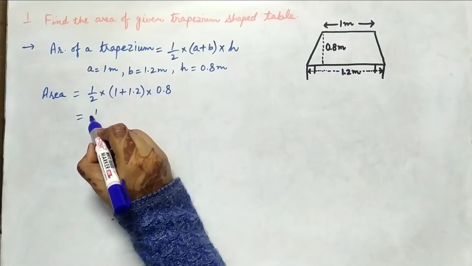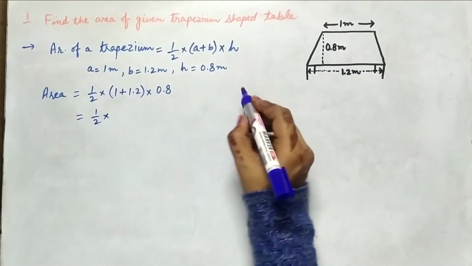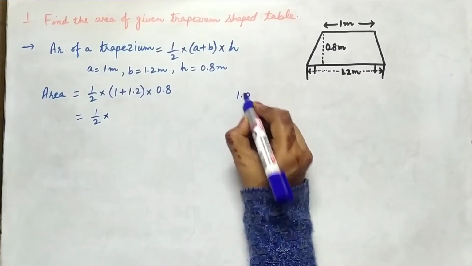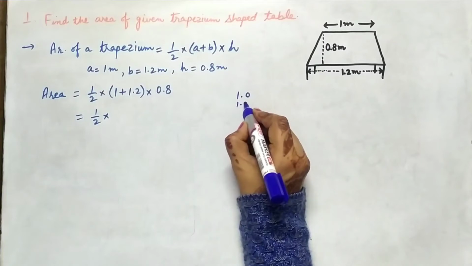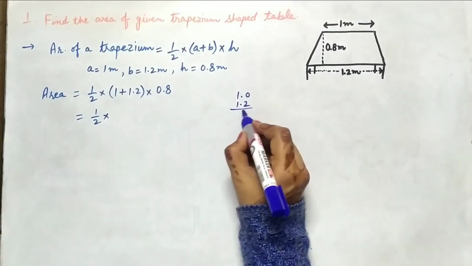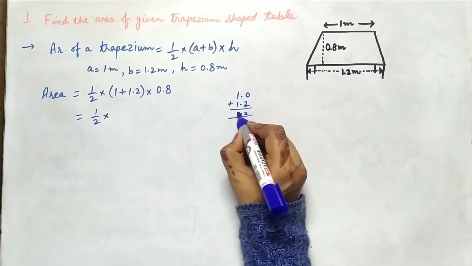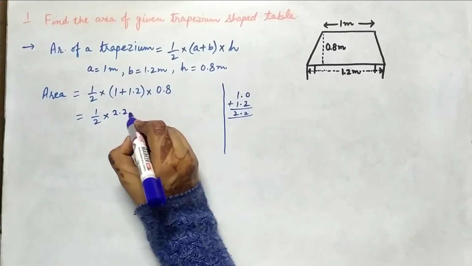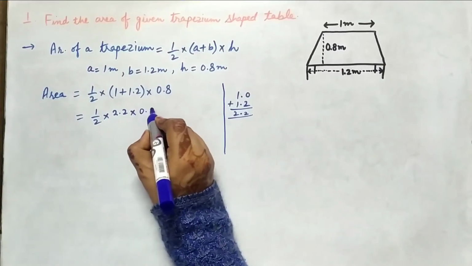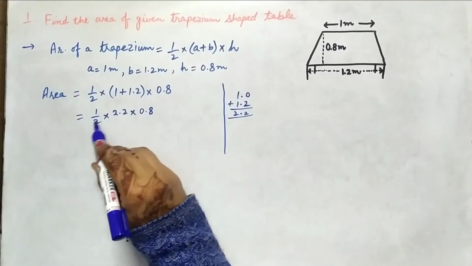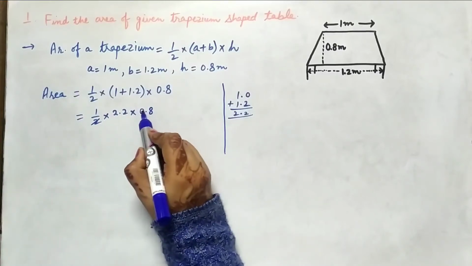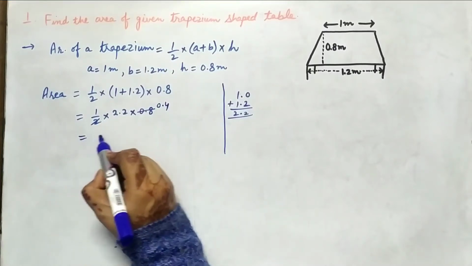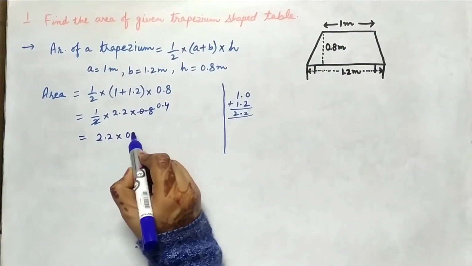We do the calculations. 1 by 2 as it is, 1 plus 1.2. 1 has no decimal, we have to write it as 1.0 and 1.2 like this and add, it gives 2.2. Here 2.2 into 0.8. Now we cancel. 2 cancels 0.8 as 0.4. We are left with 2.2 multiplied by 0.4.